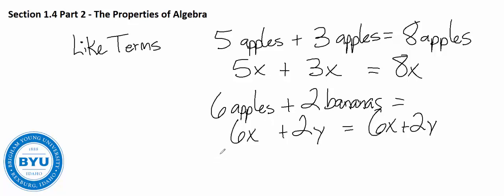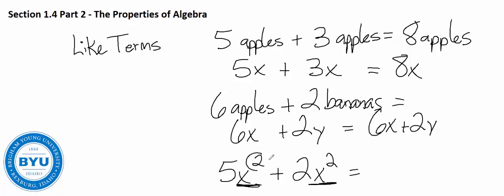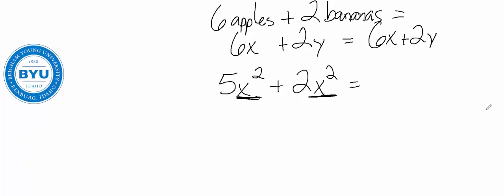What if we had something like this? Here's one that messes people up. What if we had 5x squared plus 2x squared? Can we add those together? You bet. They're exactly the same like terms, and they're wearing the same hats. As long as they're wearing the same hats, we can add those together. That's going to get us 7x squared.